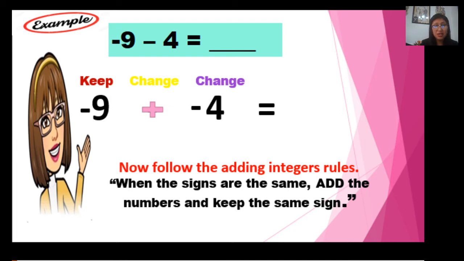Then after you keep, change, and change, now proceed to adding of integers. They have the same sign. So what will we do? You just add the numbers and keep the same sign. Negative 9 plus negative 4. It is negative 13. I hope that you are following.